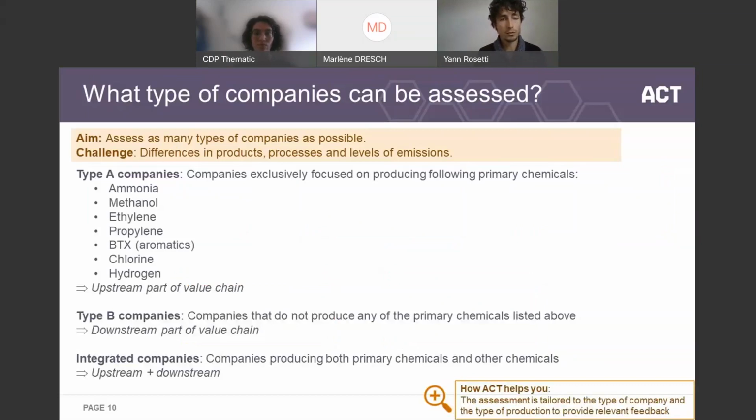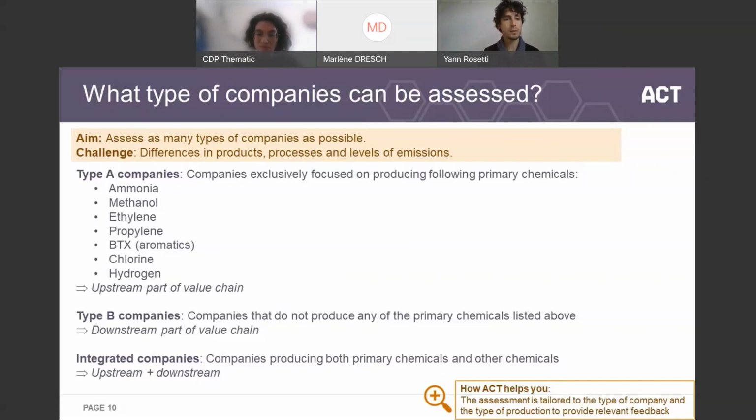One work we had to deal with was to define which type of companies can be assessed by the ACT chemical methodology. So of course we wanted to cover as many types of companies as possible, and the challenge of the chemical sector is that we have a really big variety of products and processes to be covered, and also quite heterogeneous levels of emissions intensity and absolute emissions. So we defined different types of companies.